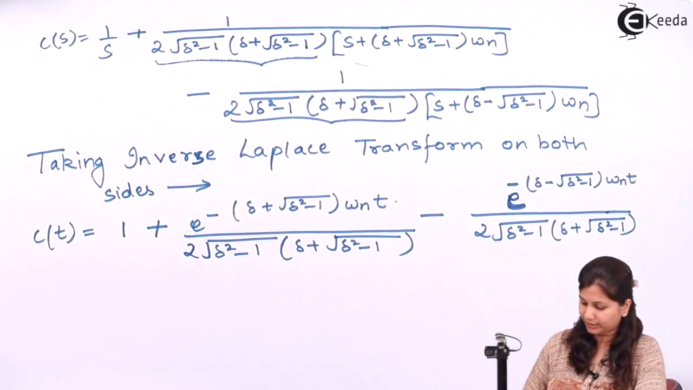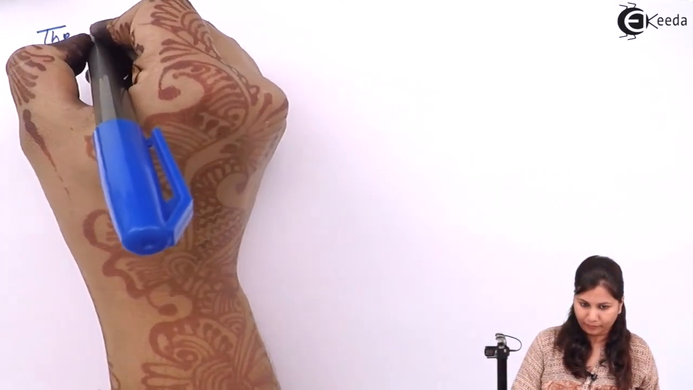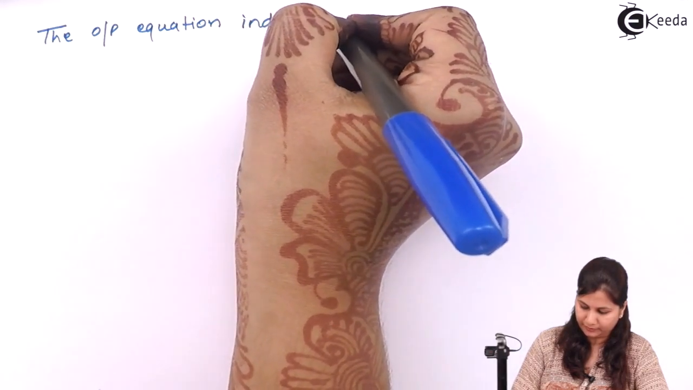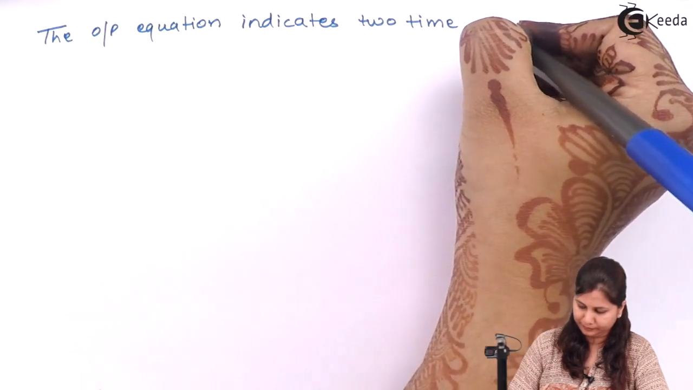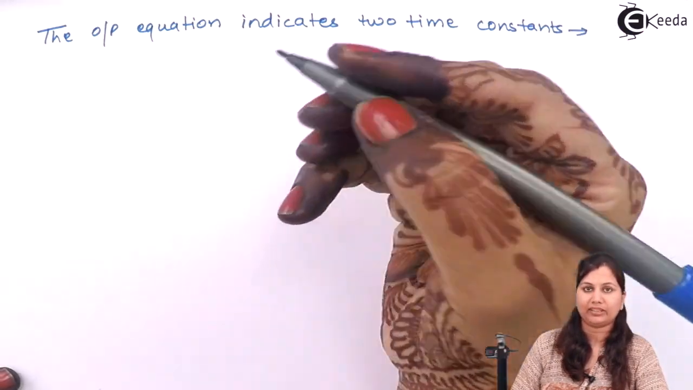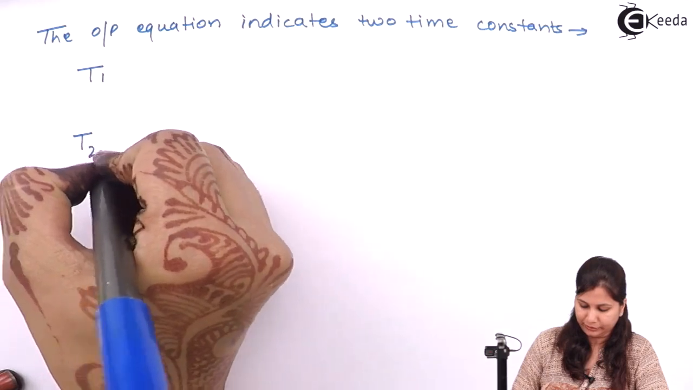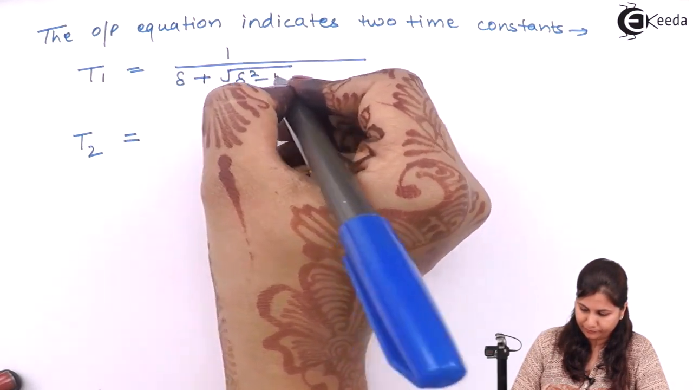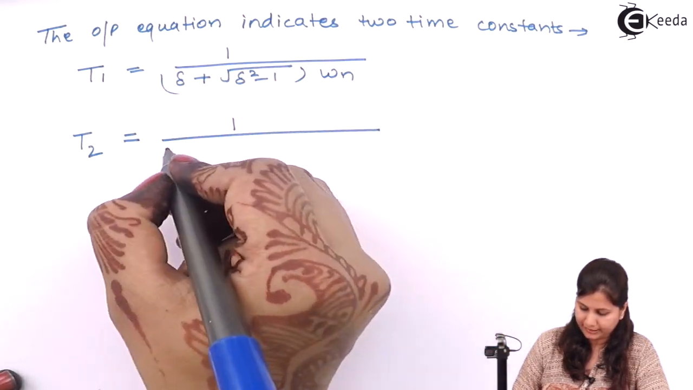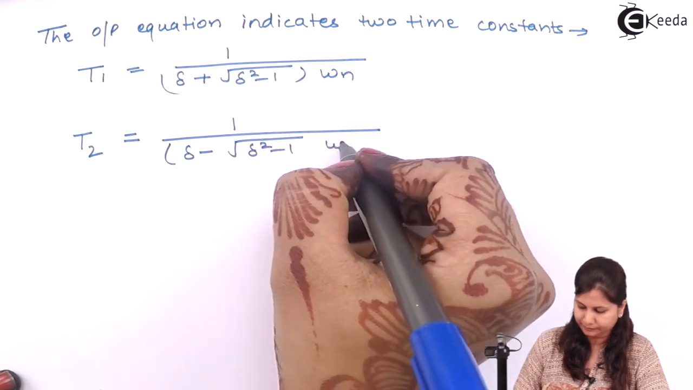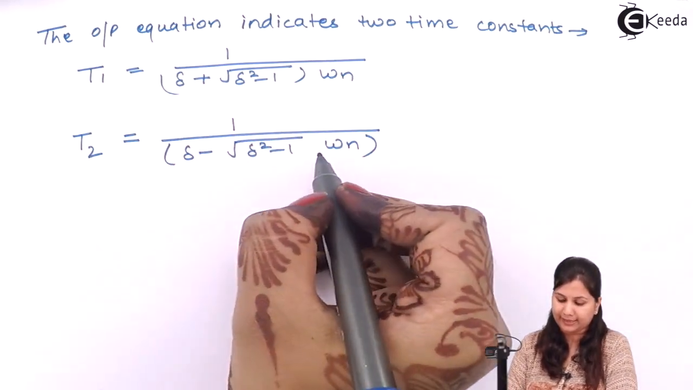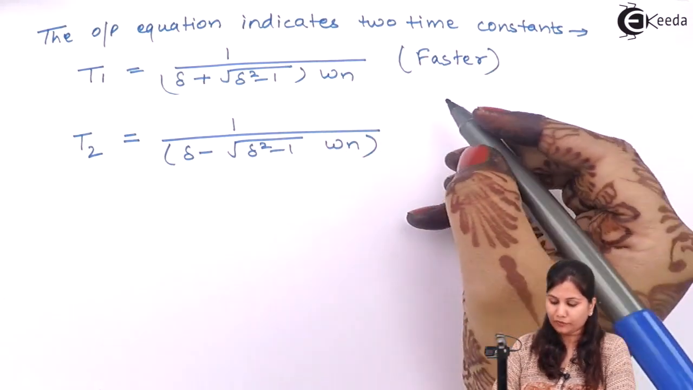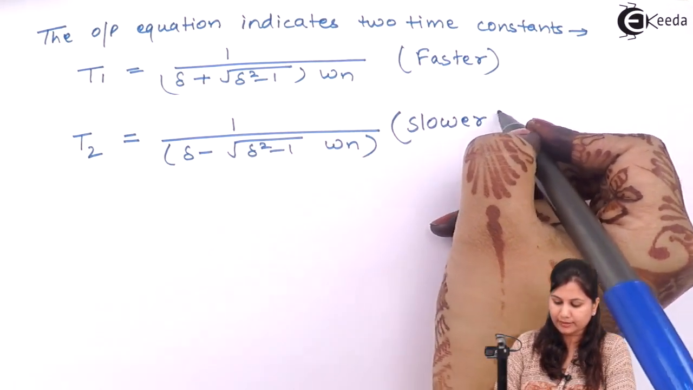The first time constant is, the output equation indicates two time constants. One is having the plus sign and the other is having the minus sign. So T1 and T2, these are the two time constants. The T1 is having the value delta plus under root of, and the second is having the minus sign. Okay, so this is the value of the first time constant and this is the second time constant. The time constant having the plus sign is for the faster response of the system, and T2 is for the slower response of the system because it is having the minus sign.